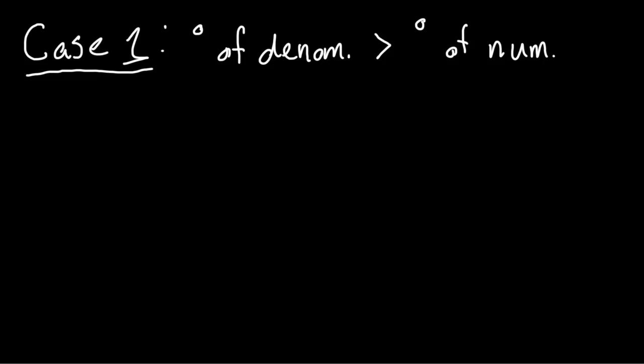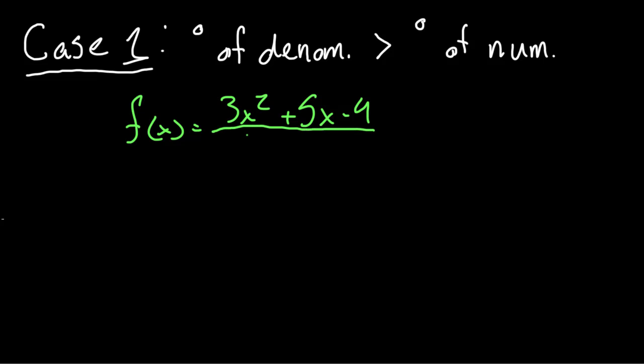Well, as you can see, case one: what if the degree of what we have in our denominator is greater than the degree of what we have in our numerator? So say we have something like this. Here, let me pick a nice color for you. We're going to do green. Okay, so what if we had f of x is equal to 3x squared plus 5x minus 4. Sure, that's just a random whatever. And then our denominator is, let's see, x cubed minus 7.